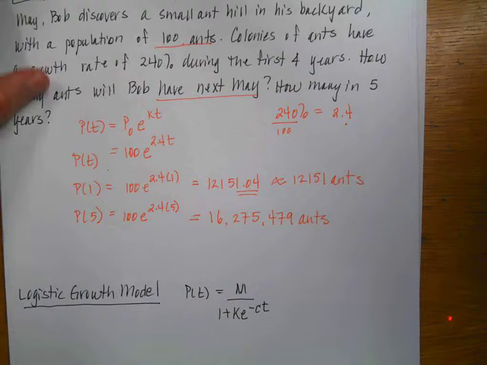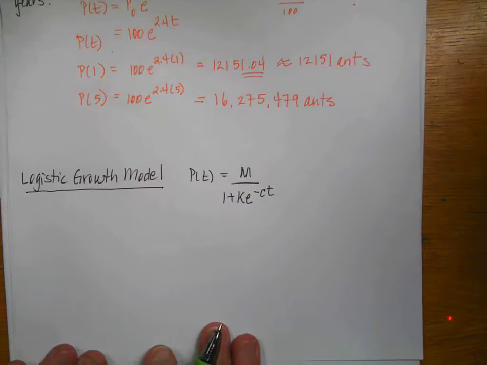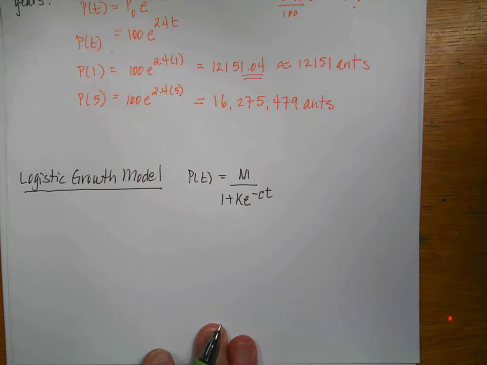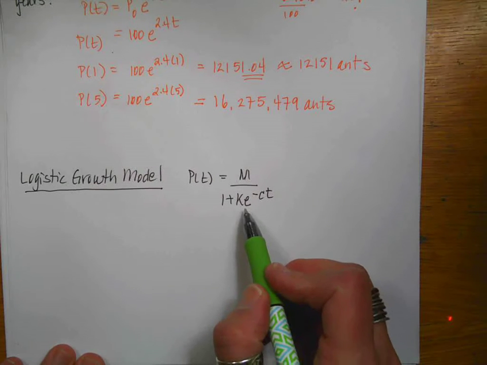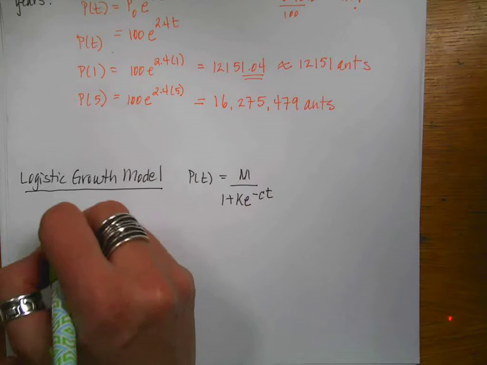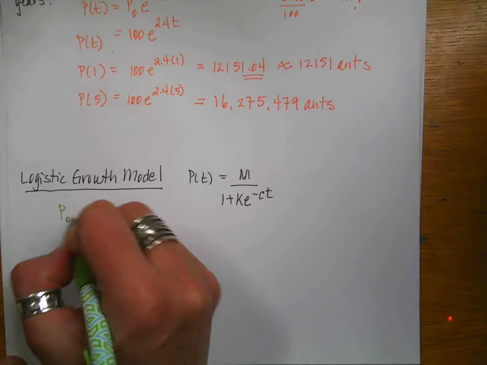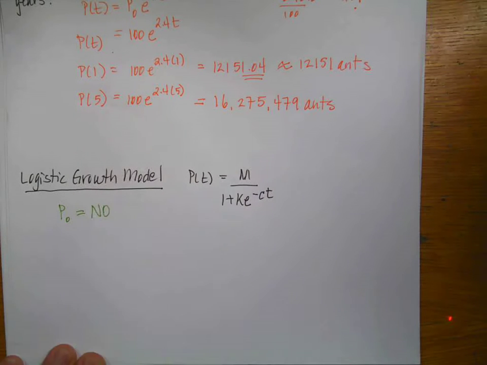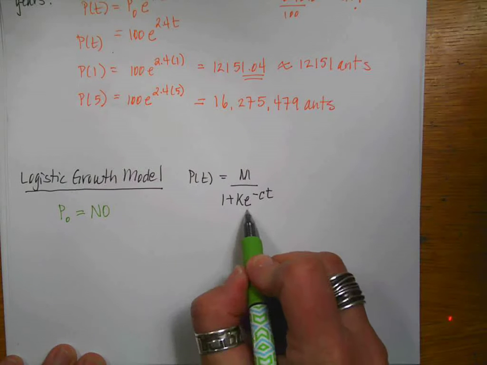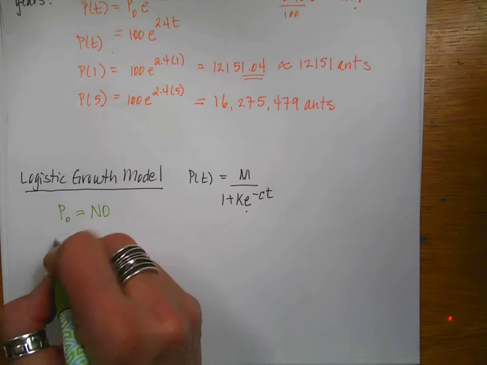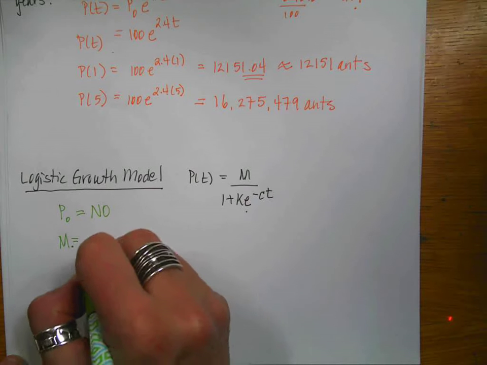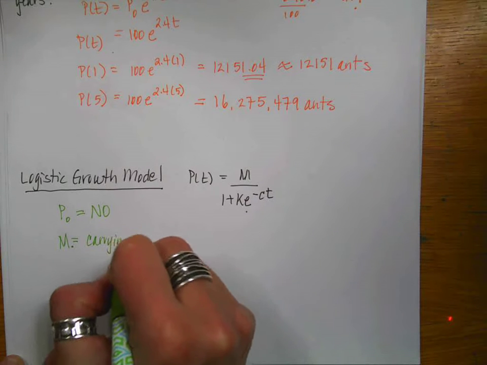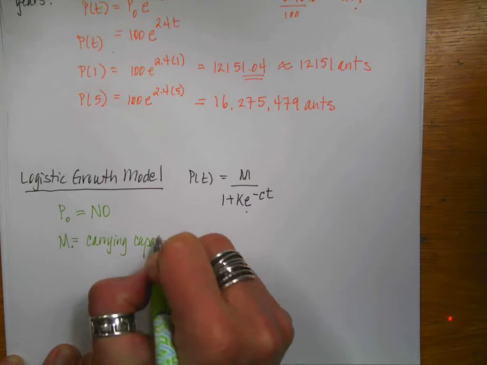Alrighty, the next thing that we're going to talk about is a new growth model, and it's actually a really cool growth model, and it's called the logistic growth model. So the equation looks really scary, but it's actually not. The thing that you'll notice is that there is no P of zero, so the initial population is not part of this formula. M is a cool component of the equation, and it is called the carrying capacity.